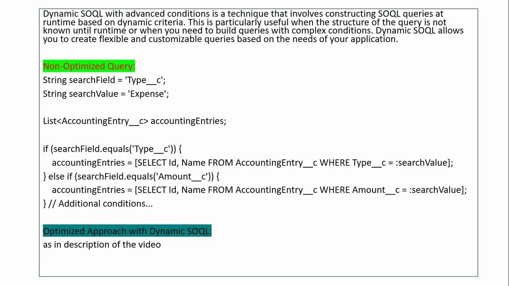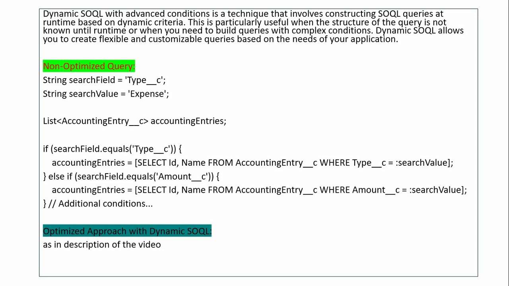Dynamic SOQL with advanced conditions is a technique that involves constructing SOQL queries at runtime based on dynamic criteria. This is particularly useful when the structure of the query is not known until runtime or when you need to build queries with complex conditions. Dynamic SOQL allows you to create flexible and customizable queries based on the needs of your application.